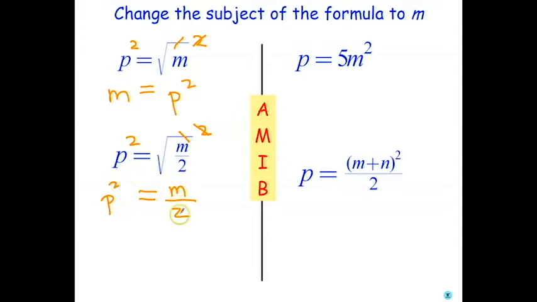Now I can say m is divided by 2, and therefore I need to multiply both sides by 2 and multiply that side by 2. The 2's cancel out, and that leaves me just an m on this side, which I'll write on the left, and a 2p squared, which I'll write on the right.